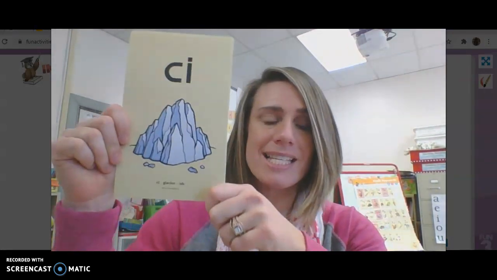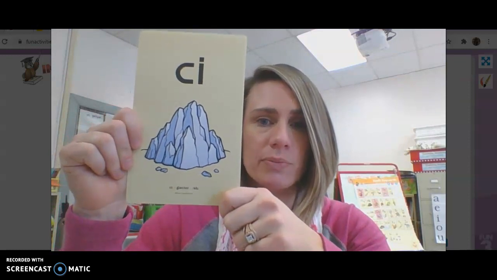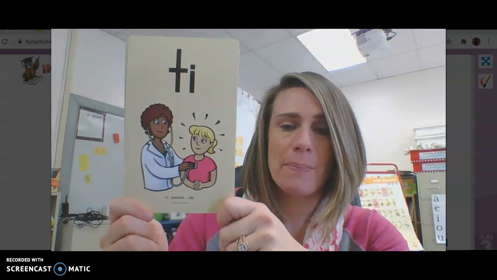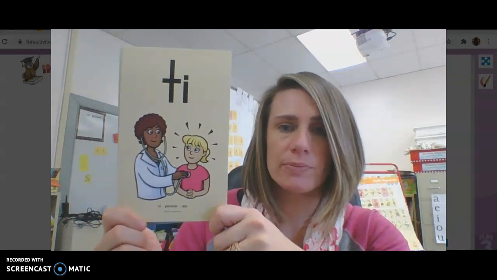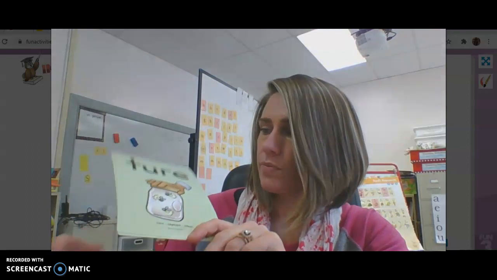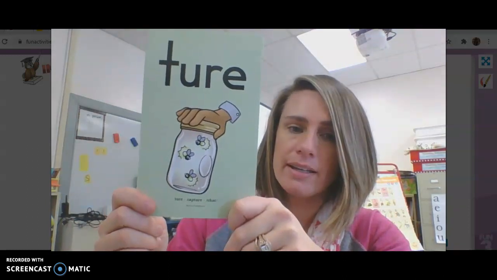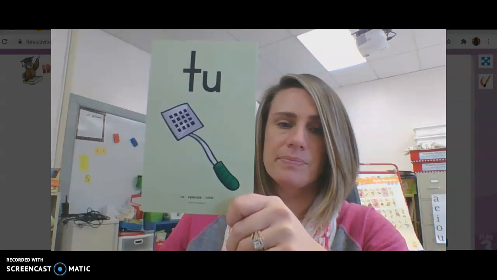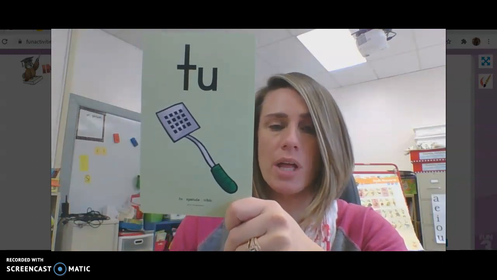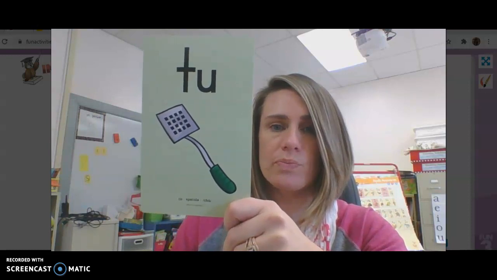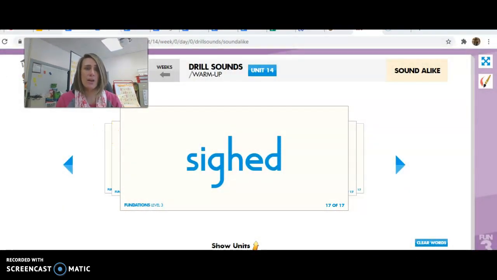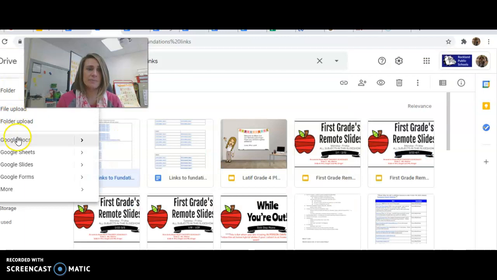Okay. And let's look at a few sounds. Repeat after me. CI, glacier, sh. TI, patient, sh. TURE, capture, sure. TU, spatula, chew. Fantastic. Okay, now let's get into our word of the day.